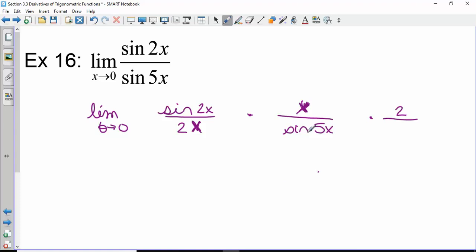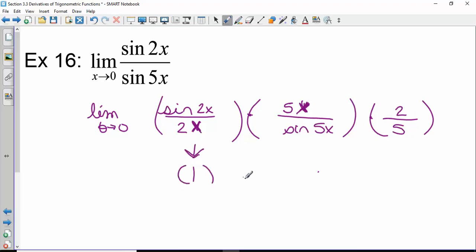What does this one need? A 5. If I'm putting a 5 on the top, to cancel that, we need a 5 on the bottom, so we could just come out to this one and put a 5 on the bottom. So now we've got it. As theta goes to 0, sine 2x over 2x would go to 1, times 5x over sine of 5x would go to 1, times 2/5, that doesn't even have an x in it, so that would just be 2/5. So 1 times 1 times 2/5 is 2/5.